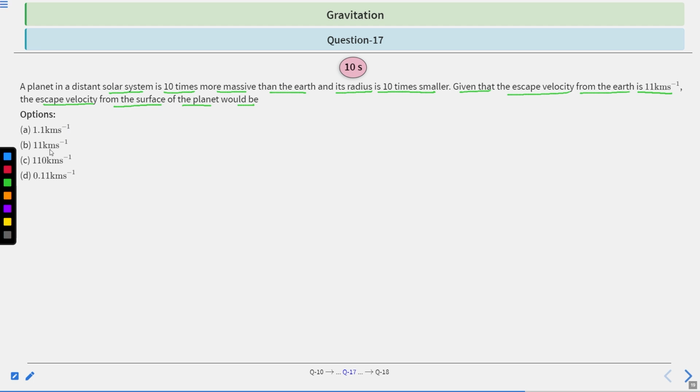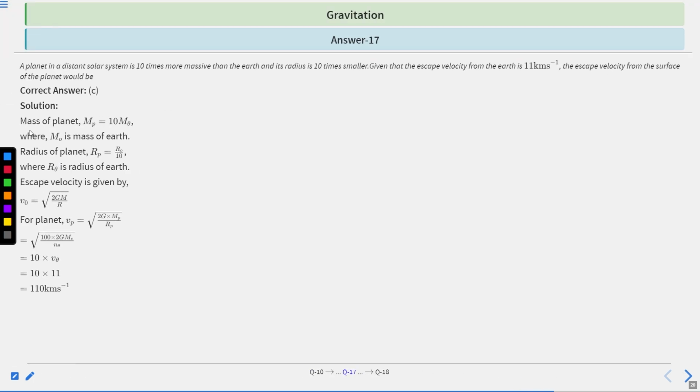Option B, 11 km per second. Option C, 110 km per second. Option D, 0.11 km per second. Which option is correct? You have 10 seconds to solve this question. After 10 seconds, we will provide the solution. Let's find the solution.